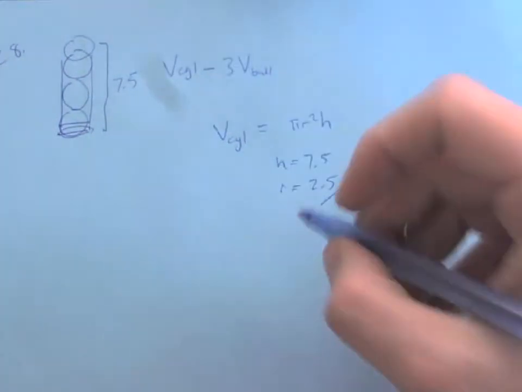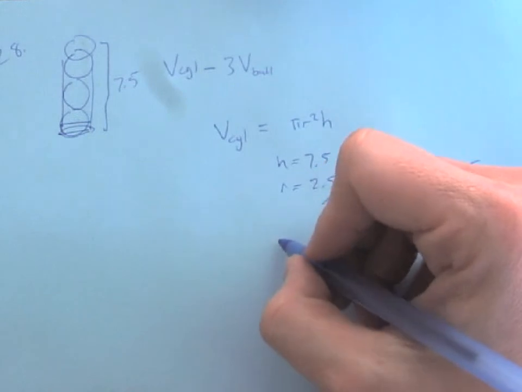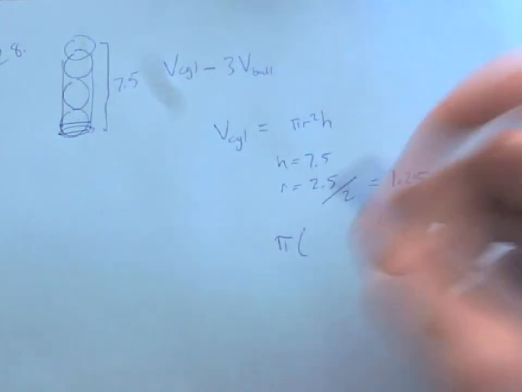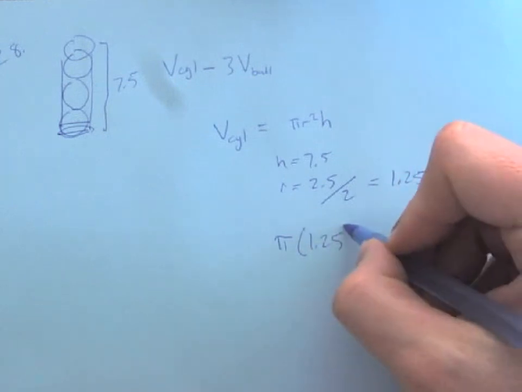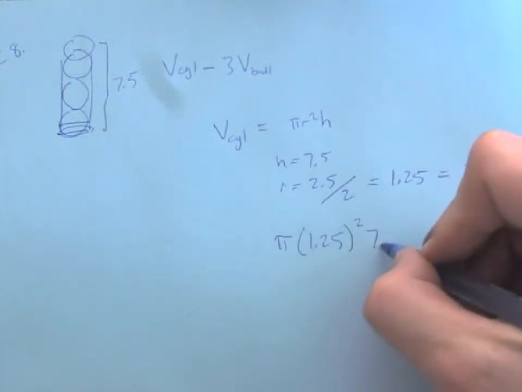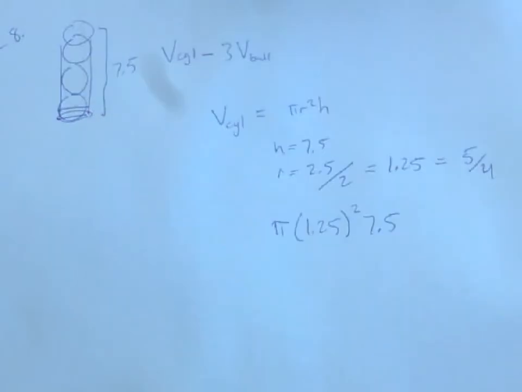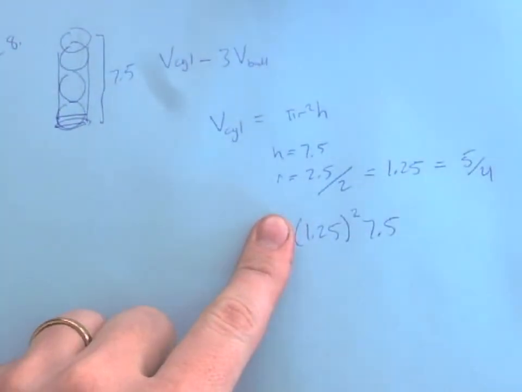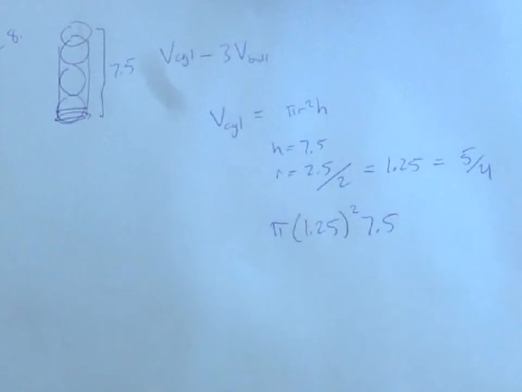So let's do the cylinder again. We're still in cylinder land. We've got pi times r squared. Now we know the radius is 1.25. We're going to square that, and then multiply that by 7.5. Now this part, the 1.25 squared times 7.5, that's actually going to be a rational number. It will be a long decimal, though. It will terminate. It's a terminating decimal. So let's find out what that is.